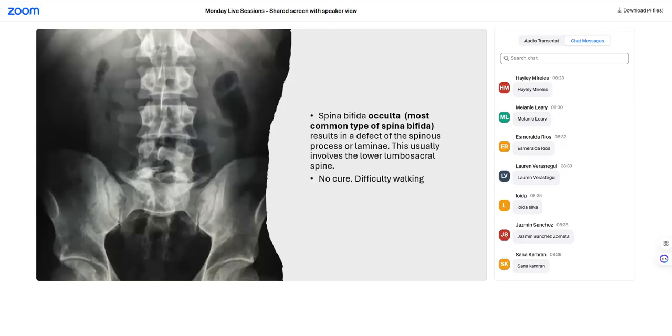Spina bifida occulta, which is the most common type, results in a defect of the spinous process or the lamina, usually down in this lower lumbar spine. Okay, no cure for spina bifida. Patients with spina bifida usually have difficulty walking. They'll have some sort of cane or walking device to assist them.